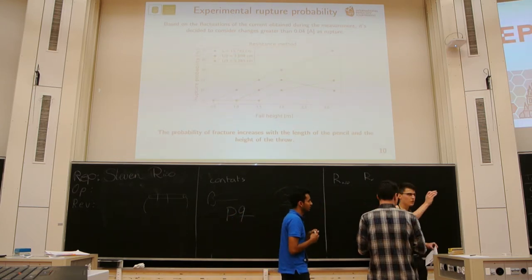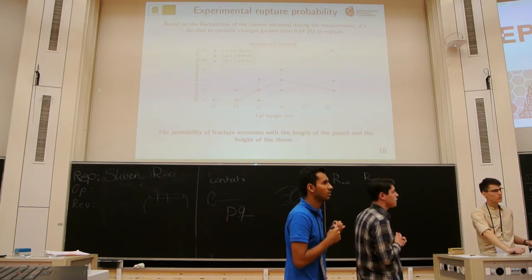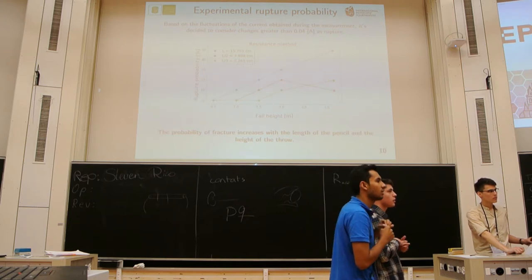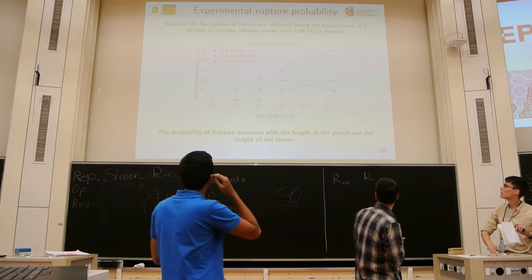We have another proposition from the opponent team. In this plot, was your result exactly 10%, 20%, 30%, exactly?